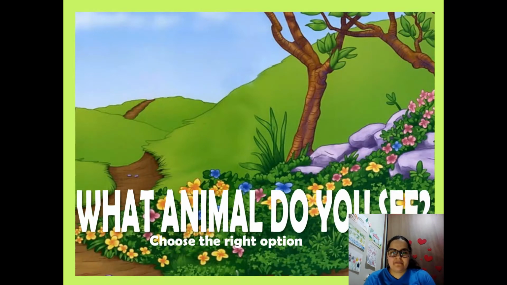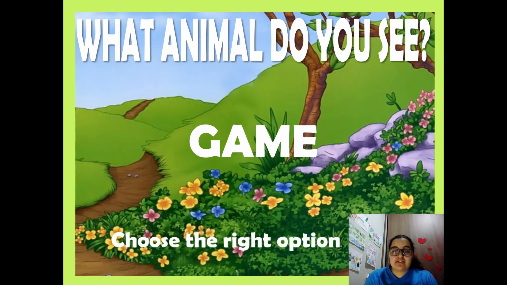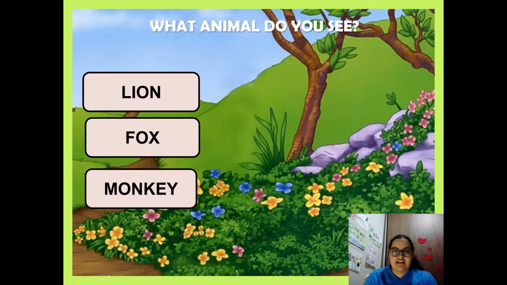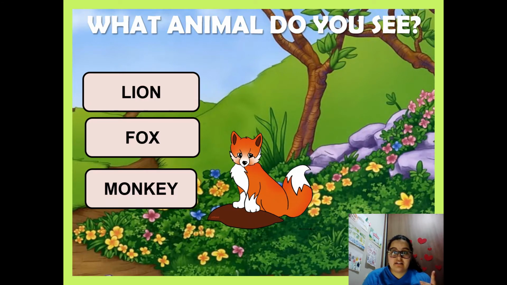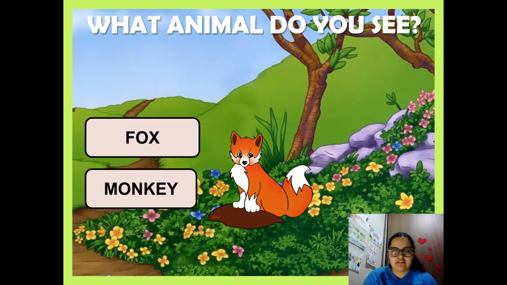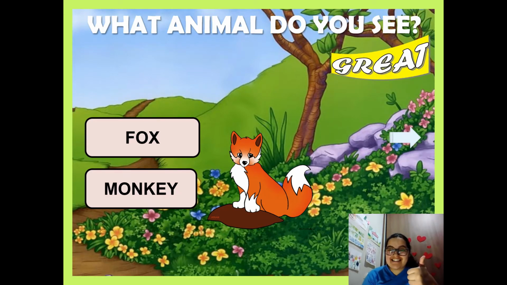Okay, let's see. What animal do you see? Choose the right option. Oh, what animal do you see? What animal is this, guys? A lion? A fox? Or a monkey? What do you see, guys? A lion? Do you think it's a lion? No, it's not a lion. Think about it, guys. Yes, it's a fox. So let's see together. Great, guys, it's a fox. Very nice. So let's go.